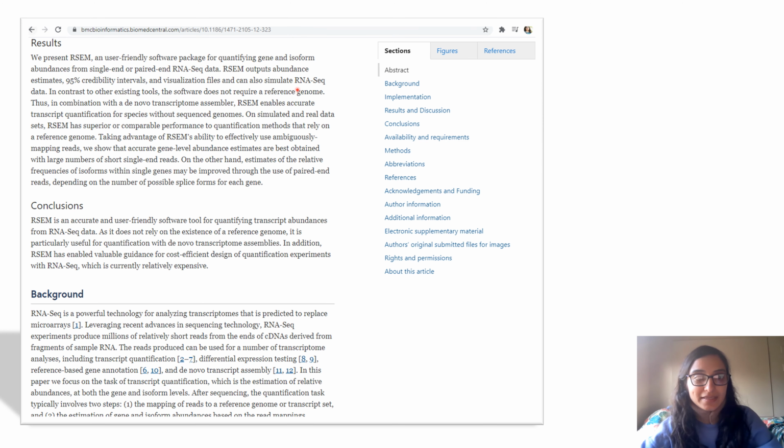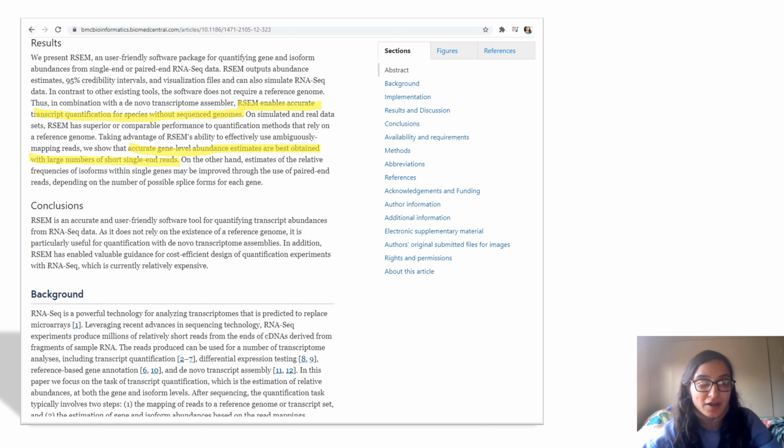So RSEM is a user-friendly software package. You can quantify gene and isoform abundances from single-end or paired-end RNA-Seq data. It gives confidence intervals, and it enables accurate transcript quantification for species without sequenced genomes. It has pretty superior performance. We can find the most accurate gene-level abundance estimates with large numbers of short single-end reads.